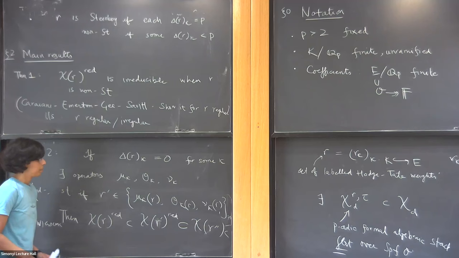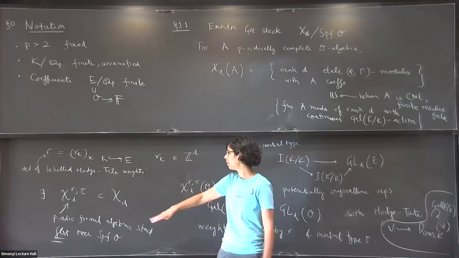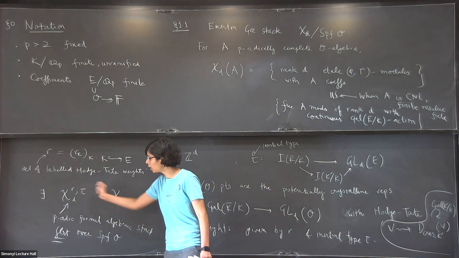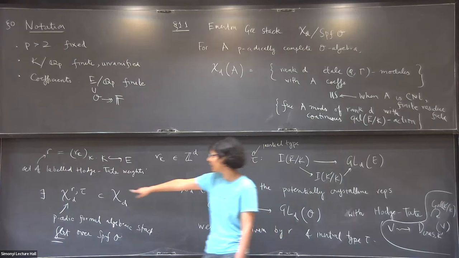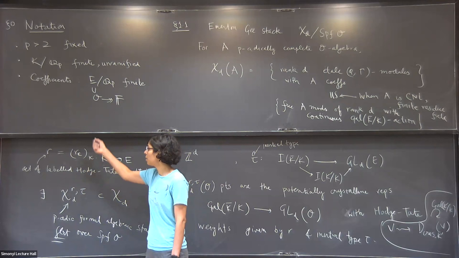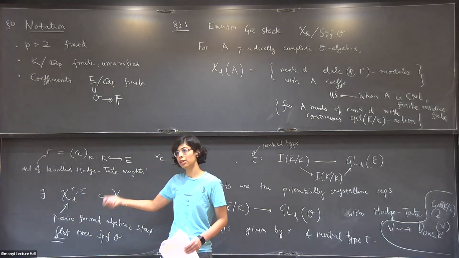Sorry, I'm a little bit confused. What is the definition of this stack XR reduced one more time? So XR reduced is, to define this stack, the straightforward way is you first find the closed substack of the full Emerton-Gee stack, which is the stack of potentially crystalline representations with Hodge-Tate weights R and inertial type tau. And if you take tau to be trivial, that means you're looking at crystalline representations with Hodge-Tate weights R, and you look at the reduced locus of those representations, which is equal to the reduced closure of the finite field points. So if you look at that locus, these are the monodromy reductions of crystalline representations with Hodge-Tate weights R. That locus is XR reduced.